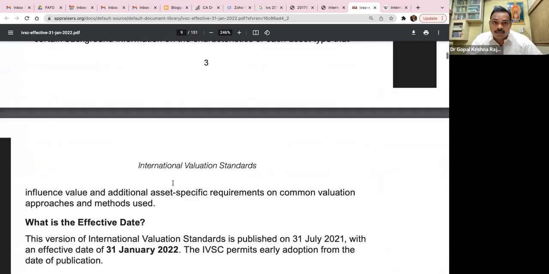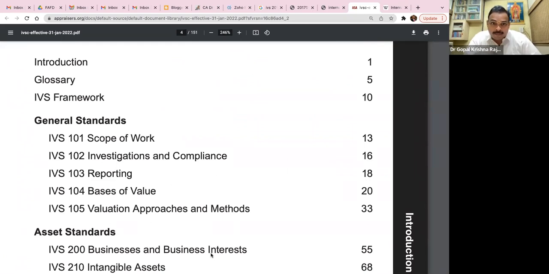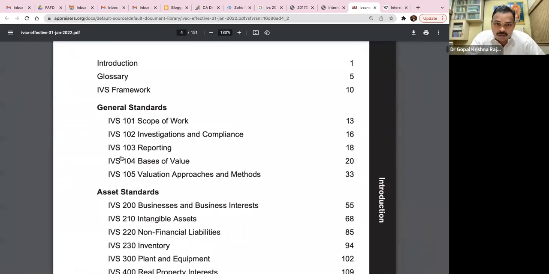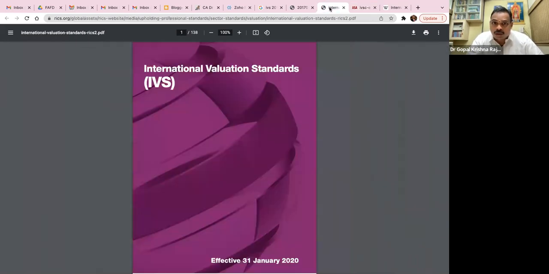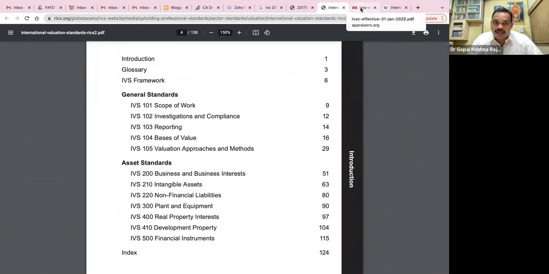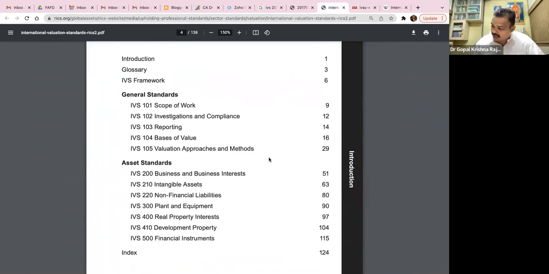Good. Now, I was referring to the 4 parts. Part 1 is glossary. Part 2 is framework. Part 3 is general standards. Part 4 is asset standards. Now, I must mention one point here to all of you. This is your 2020 standard. Look at this 2020 standard and look at this 2022 standard. As far as the general standards are concerned, there is no change, but don't jump to the conclusion that there is no change. Inside the standards, they have made some changes. I'll come to that. Come to the asset standards.